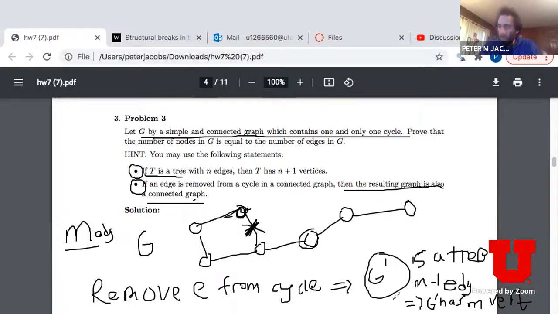So G has m edges and it has m vertices. It has the same number of edges and vertices, and we're done.